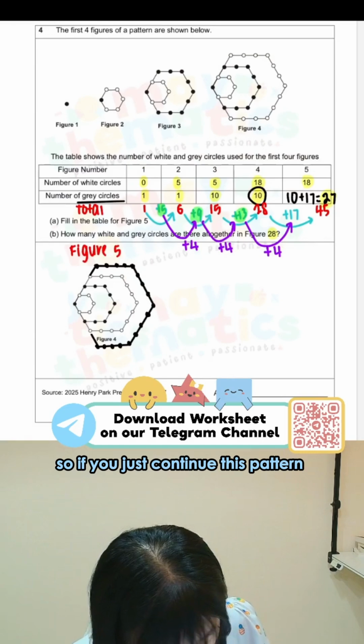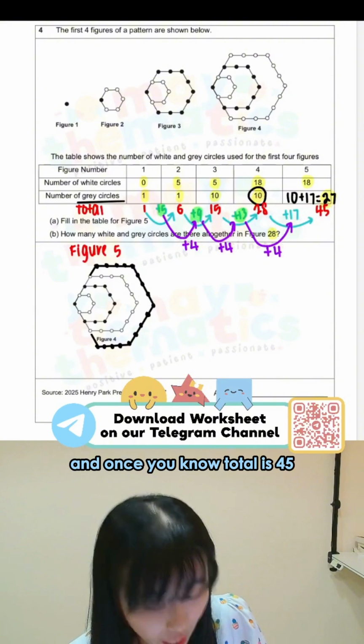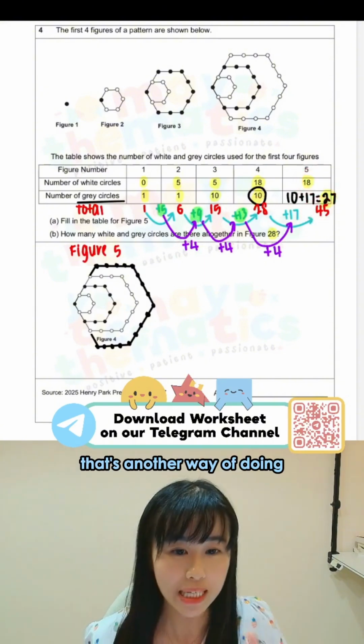So if you just continue this pattern, you will know that 28 plus 17 gives you 45. You know the total is 45. And once you know the total is 45, you minus your white. 45 minus 18, you'll get 27 also. That's another way of doing it.